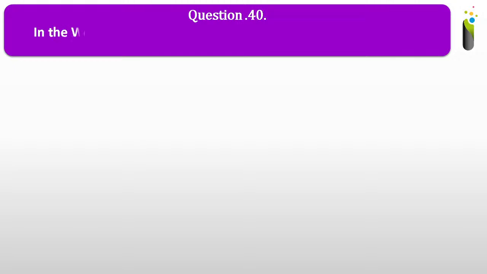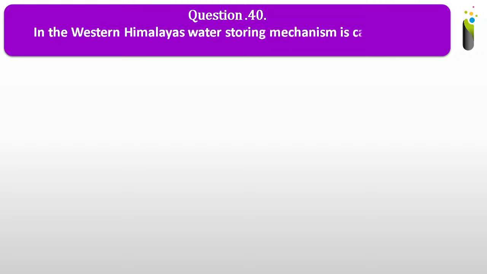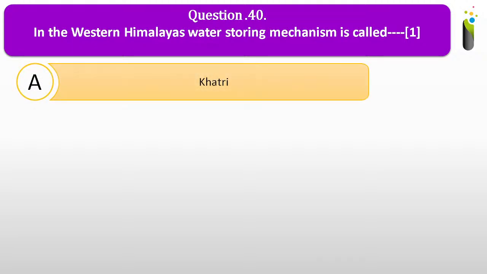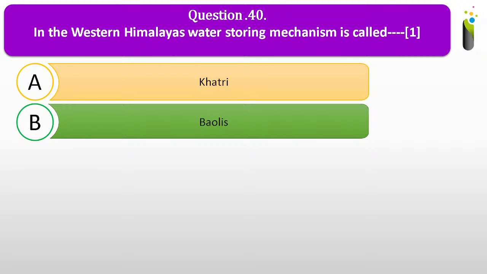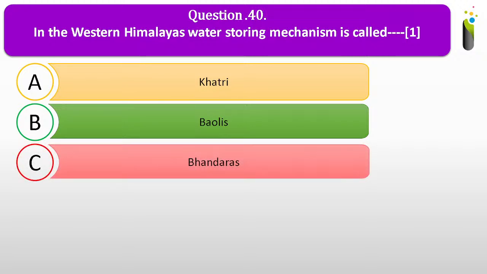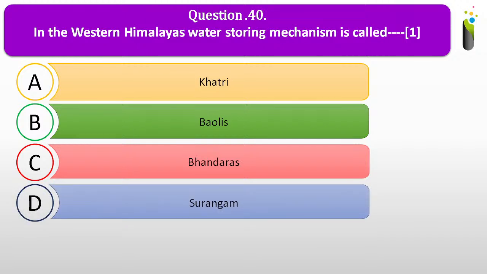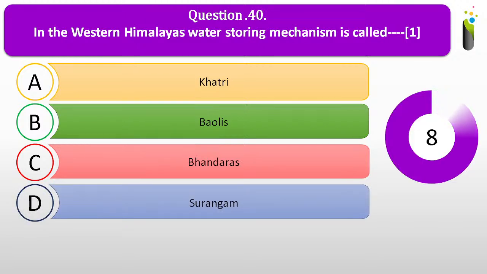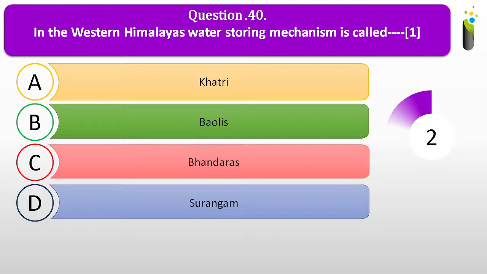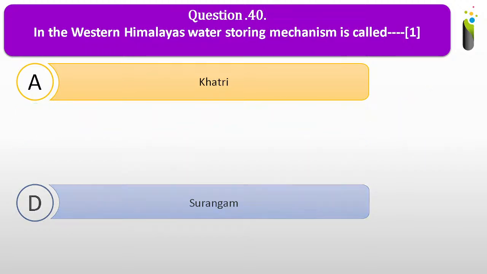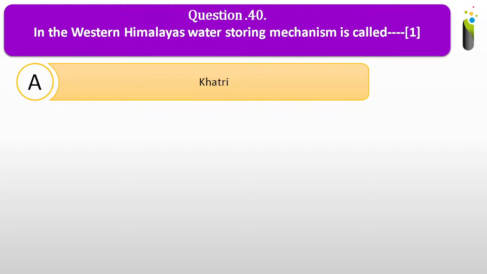Now coming to question number 40. In the Western Himalayas, the water storing mechanism is called as dash. A. Khatri. B. Beolis. C. Bhandaras. D. Surangam. And the correct answer for this question is Khatri. So in the Western Himalayas, the water storing mechanism is called Khatri. Saudil Hassan, correct. Prasad, correct.